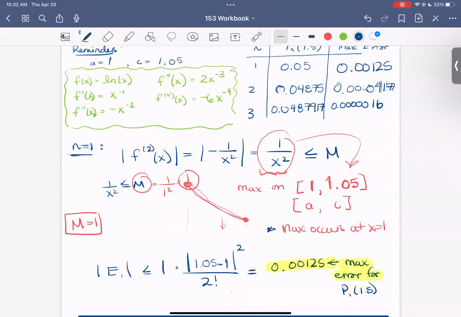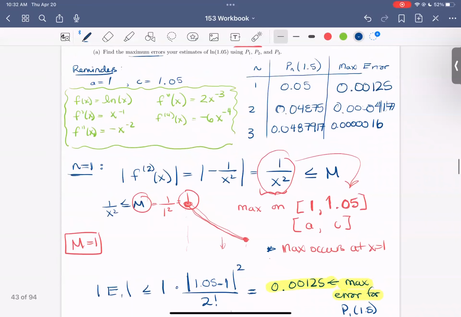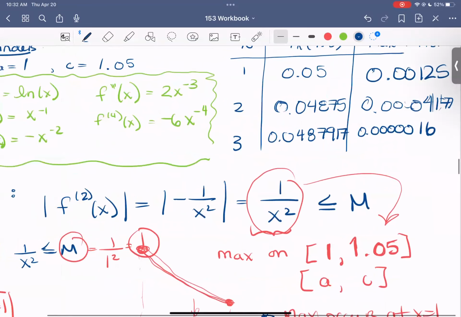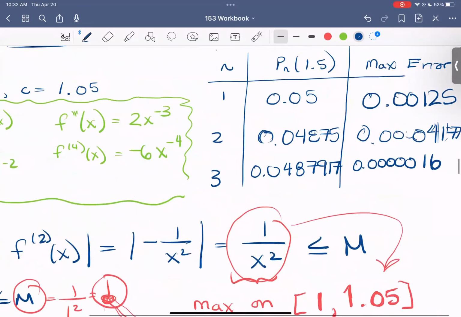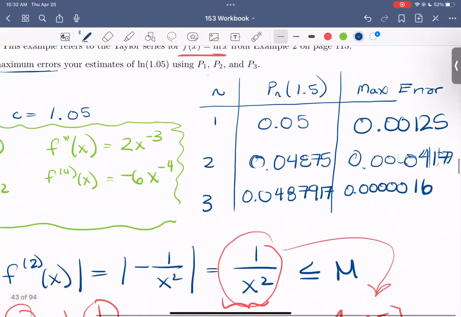Let's just take a moment to pause and observe what's happening with this error as n gets larger. Not surprising, as we increase our n, the errors that we see here get smaller and smaller. In fact, even using P sub 3, evaluating our function at 0.05 gets us pretty close to our actual function value.